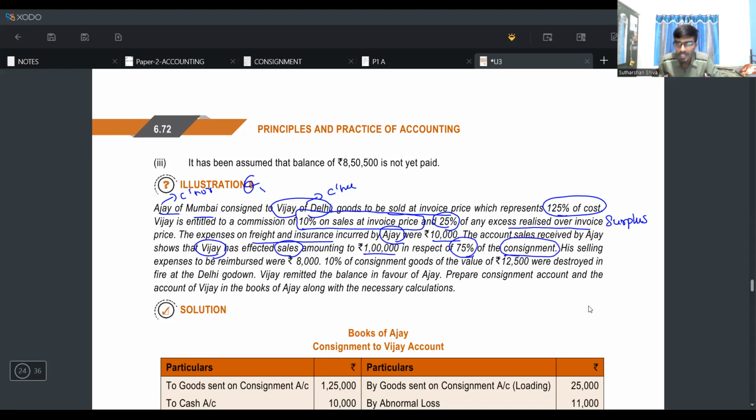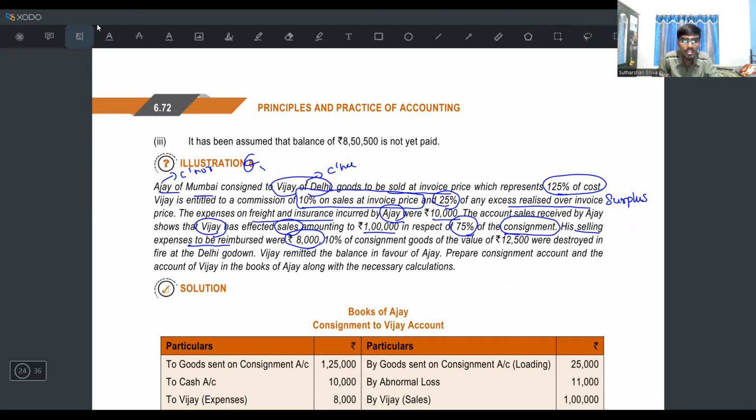75% of the consignment. I consigned goods, and 75% worth of goods he has sold for 1 lakh. His selling expenses to be reimbursed are 8,000. We are going to reimburse 8,000 selling expenses. This is the most important area in this question.